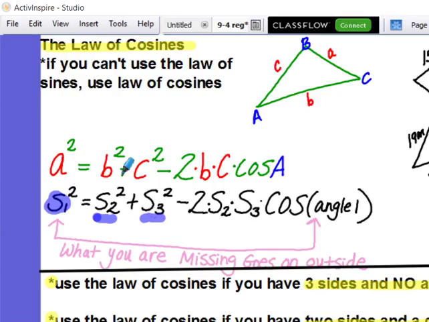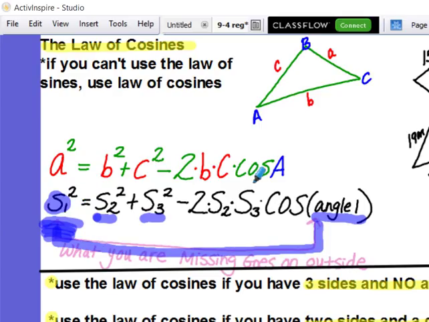And then it's cosine of the angle that's going to be across from the missing side. So these go hand in hand. This is the angle across from the missing side. So, there is a little bit of memorization involved, but if you notice the pattern, it'll be this side squared equals the other side squared plus the other side squared minus 2 times that times cosine of the angle that's across from the missing side.